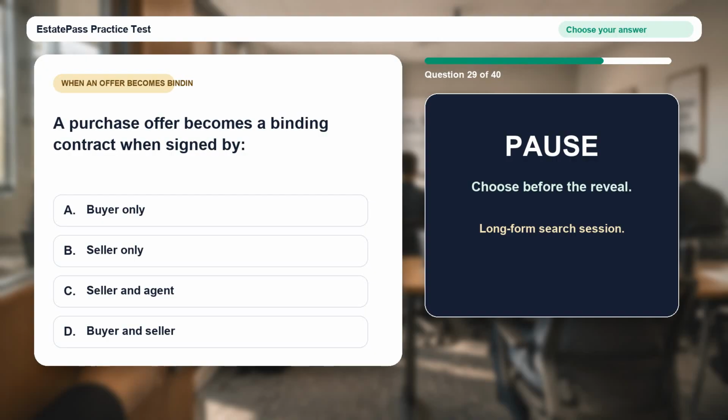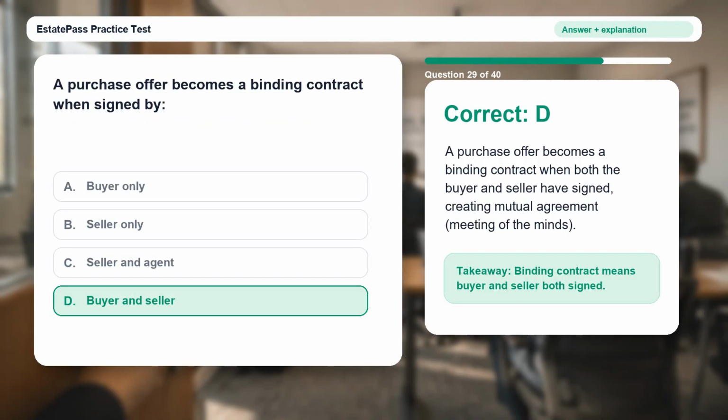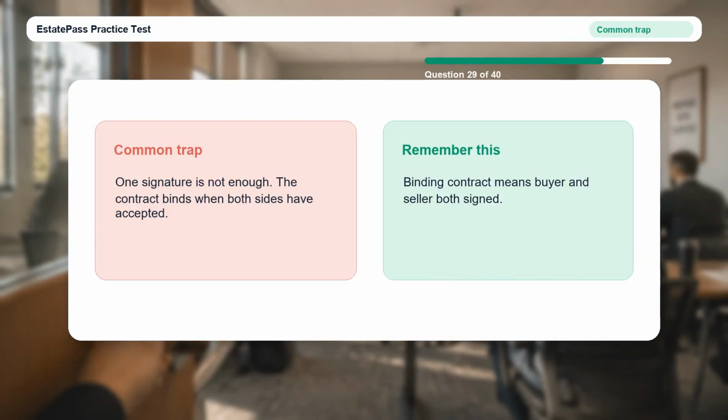Quick take question 29. A purchase offer becomes a binding contract when signed by. Your choices are A. Buyer only, B. The correct answer is D. Buyer and seller. Explanation: a purchase offer becomes a binding contract when both the buyer and seller have signed, creating mutual agreement. Common trap: one signature is not enough. The contract binds when both sides have accepted.